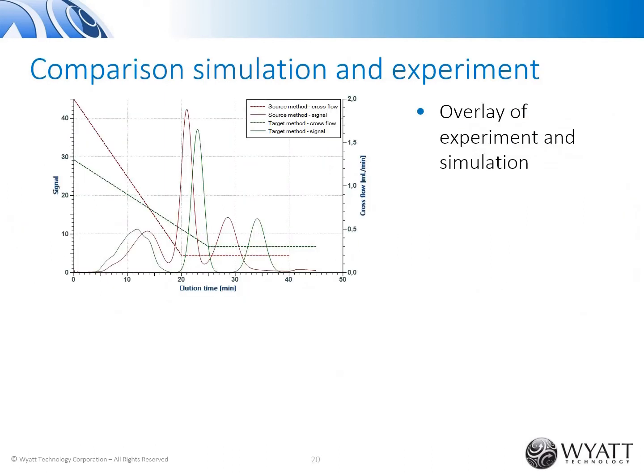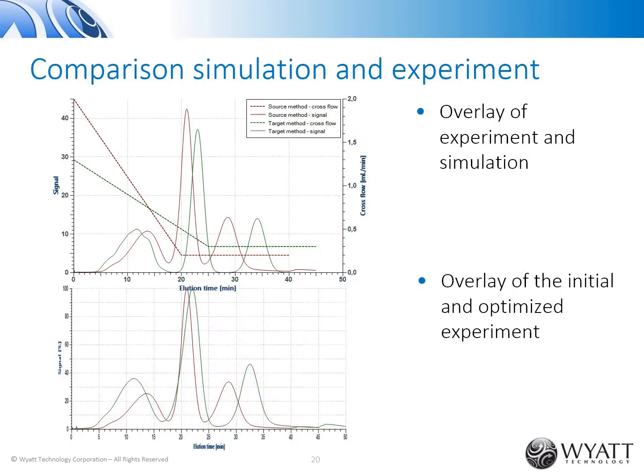Again, this is the comparison of the simulation and the experiment. So here we see an overlay of our original experiment and the simulation of the improvement after changing the crossflow. And what we see here is an overlay of the two actual experiments, the initial one and the optimized one in green. And again, we can see that there's a pretty good match between the simulation and the experiment. So the simulation is really useful to allow us to achieve the results that we want to achieve.